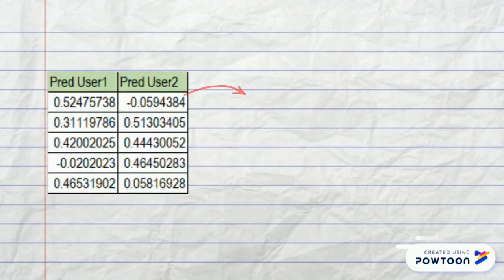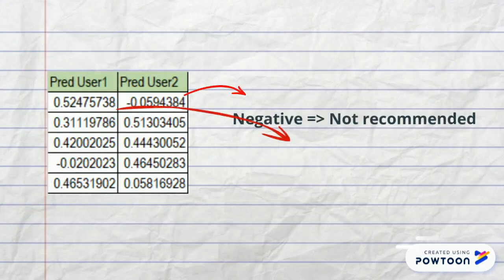Movies with negative values are not recommended to the user. The higher the value, the more likely the movie suits the user's taste.